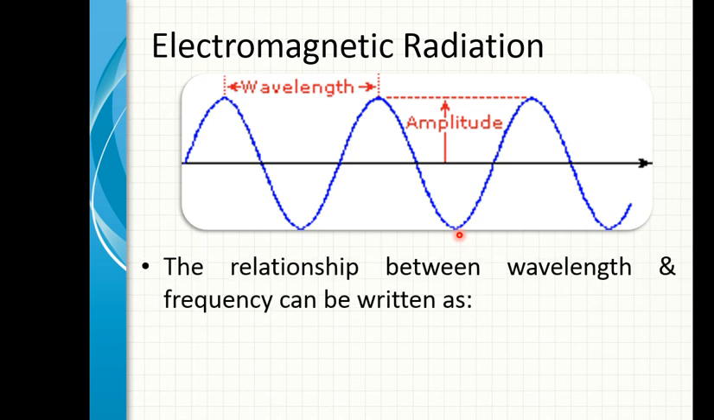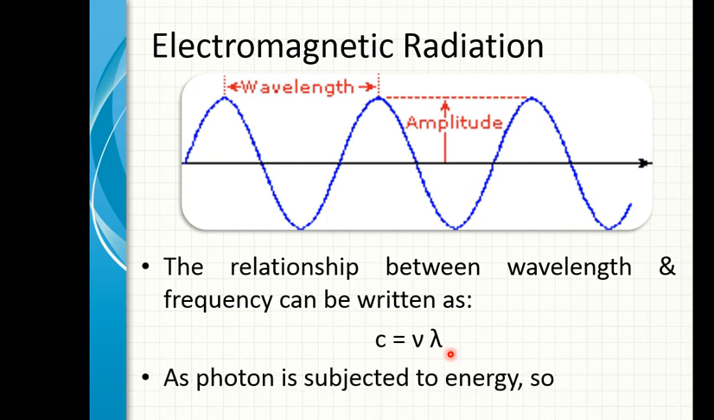So, what's the relationship between the wavelength and frequency? C equals frequency multiplied by wavelength, where C is the speed of light, ν is the frequency, and λ is the wavelength. And energy equals h multiplied by ν, or equals h multiplied by c divided by lambda. This lambda is the wavelength, h is the Planck constant and ν is the frequency. So the energy equals h, the constant, multiplied by frequency.